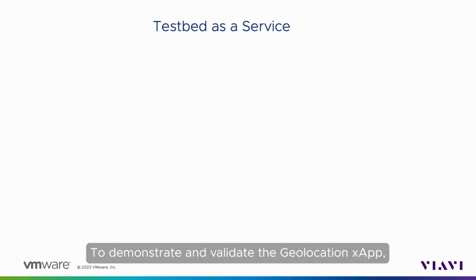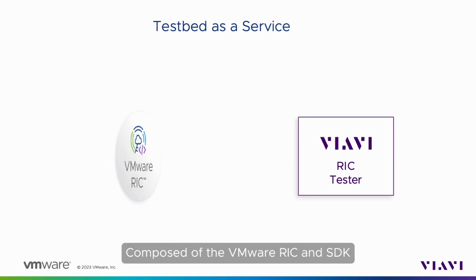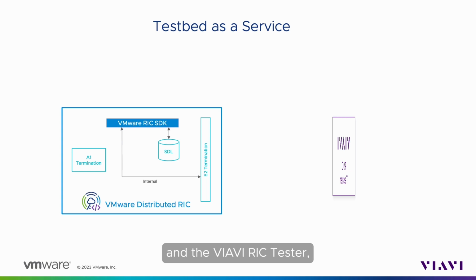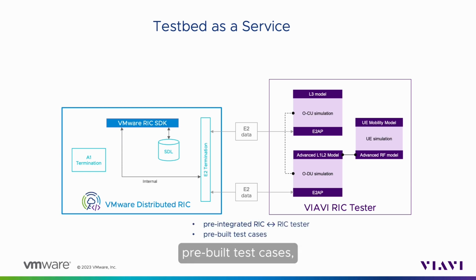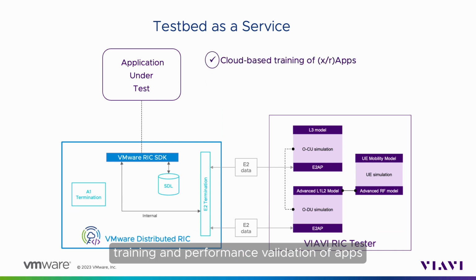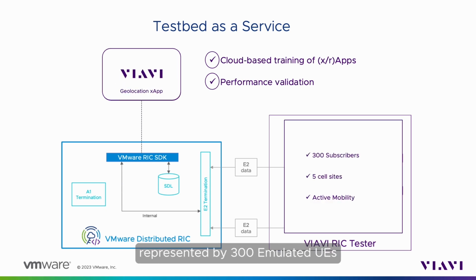To demonstrate and validate the Geolocation xApp, we use VIAVI and VMware's Testbed as a Service framework. Composed of the VMware RIC and SDK and the VIAVI RIC tester, Testbed as a Service accelerates application development by offering a platform with pre-integrated RIC and RIC tester, pre-built test cases, standardized testing methodology, and easy-to-use reference AI and ML training data that help developers conduct cloud-based training and performance validation of apps to underpin revenue generation. In our case, the testbed has been configured to emulate a network deployment represented by 300 emulated UEs, moving around 5 emulated cell sites. Let's activate this scenario.